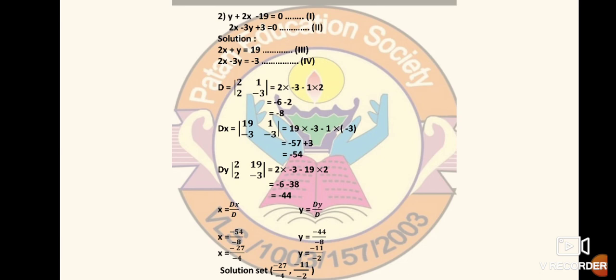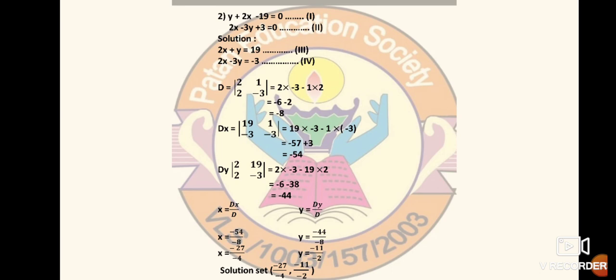As both numbers are carrying minus sign, do addition. If numbers are carrying different signs, then subtraction. If same signs, then addition. It may be plus, it may be minus. x is equal to dx by d, y is equal to dy by d. x is equal to negative 54 by negative 8. x is equal to negative 27 by negative 4. If you cancel the sign, it will become 27 by 4.